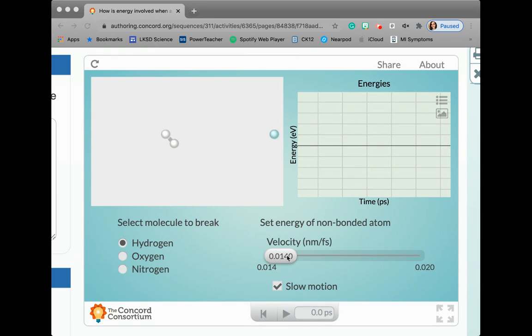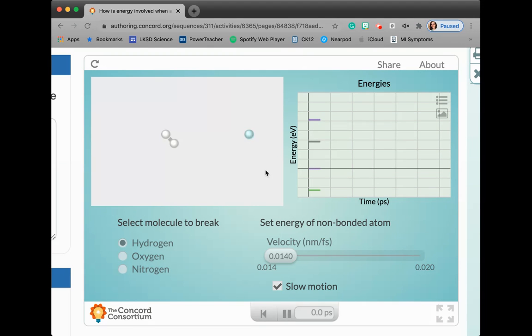The first time I do this, I'm going to keep it relatively slow, and we're just going to observe the behavior of these atoms. So let me hit play here. And pow! Perfect. I'm going to hit pause. So we saw that the velocity of that third atom was relatively slow. It came in and then it collided with that molecule.